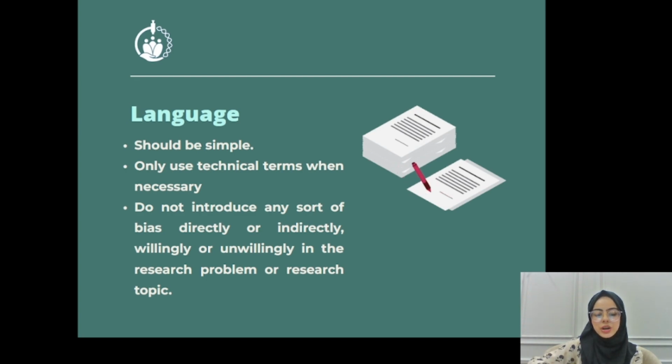Now, right off the front, you need to make sure that the language that you're using, you need to ensure that you're not introducing any form of bias, whether directly or indirectly, into the research problem or topic. Be mindful of the words and phrases that you use. Avoid loaded language or assumption that may influence the perception and interpretations. Now, when we adhere to these principles of the language, we're just trying to make sure that we are effectively communicating a research topic in a way that is accessible, that is unbiased, and that is conducive to a meaningful engagement by a broad audience.